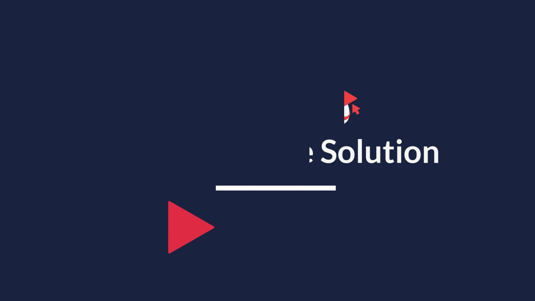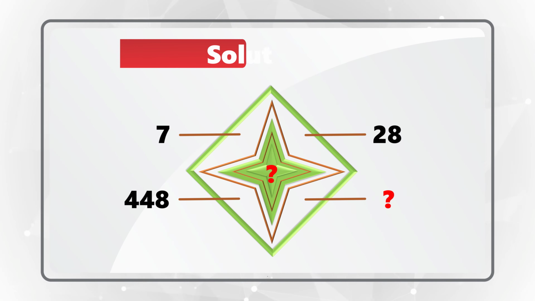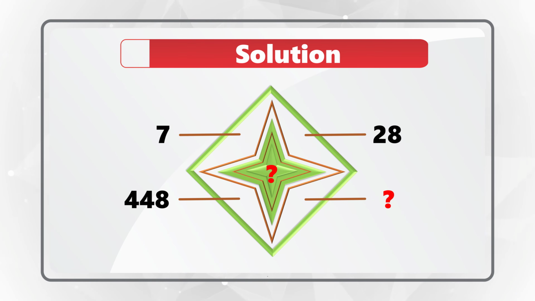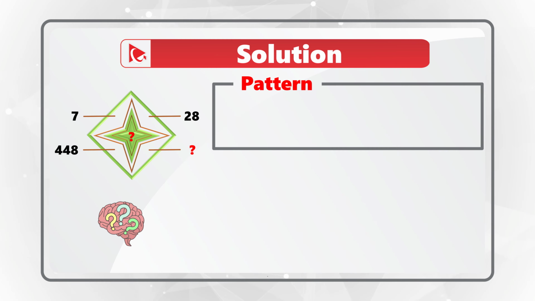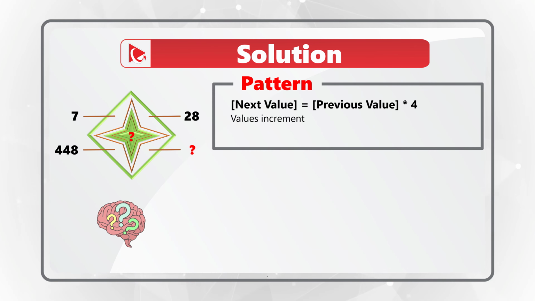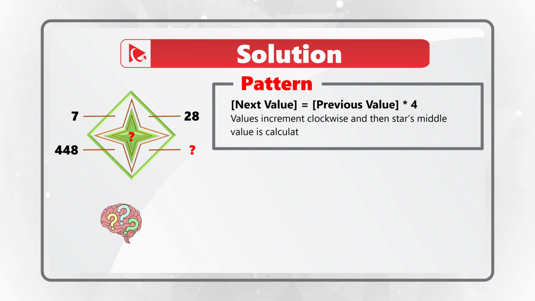If the problem seems very unusual to you, the problem of solving it is very typical. You need to look for patterns. And the pattern here is that the next value is calculated as the previous value multiplied by 4. Values increment clockwise starting at 11 o'clock, and the missing value in the middle of the star is calculated last.